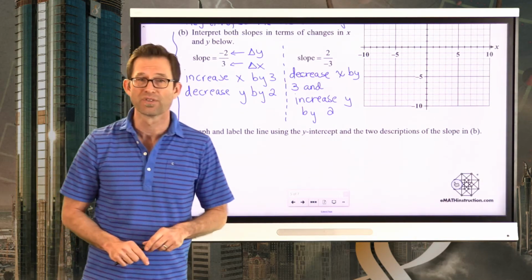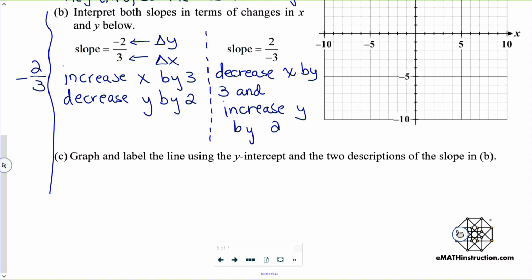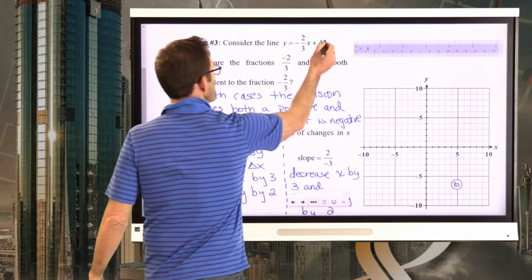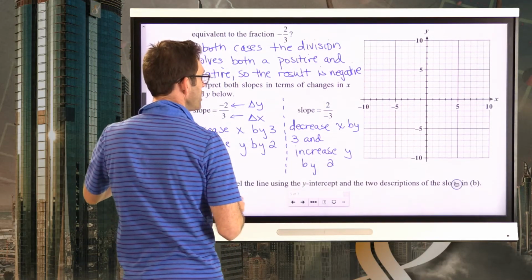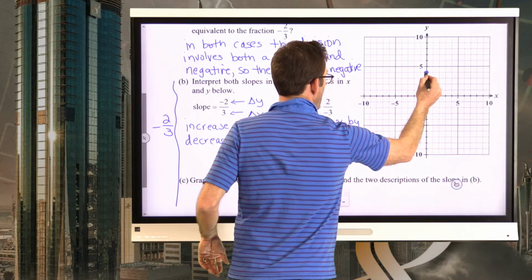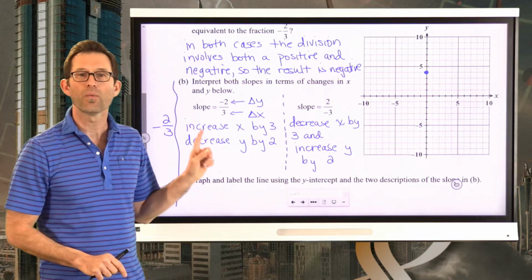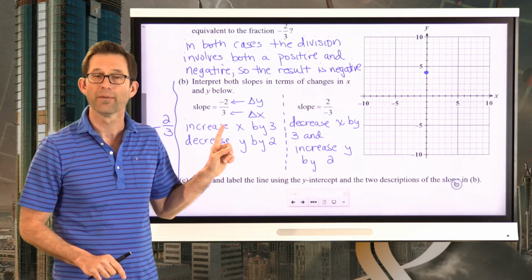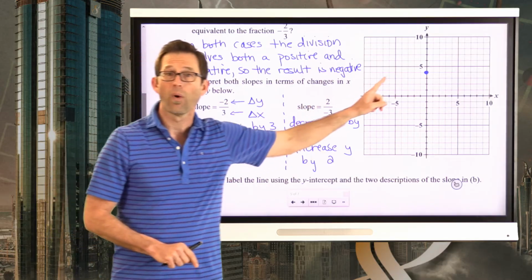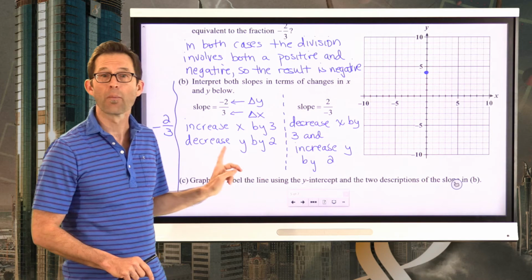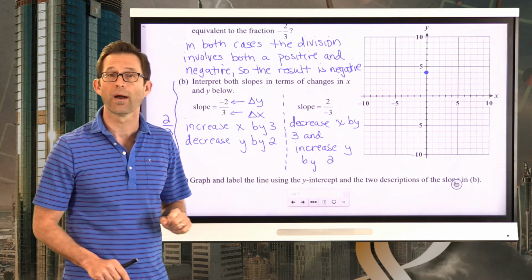Let's take a look at that in letter C. Graph and label the line using the y-intercept and the two descriptions of the slope in B. All right, so let's talk about that. Our y-intercept is 4. That's easy enough. Let's just plot it. There's our y-intercept of 4. Now let's say that we were interpreting the slope this way. Starting at our y-intercept of 4, we're going to go 3 units to the right, increasing x by 3, and 2 units down, decreasing y by 2.